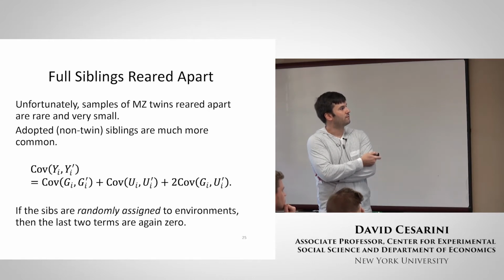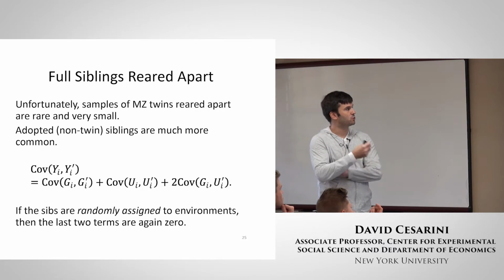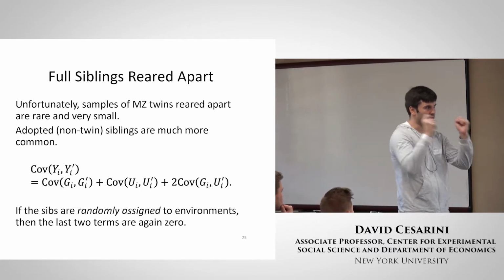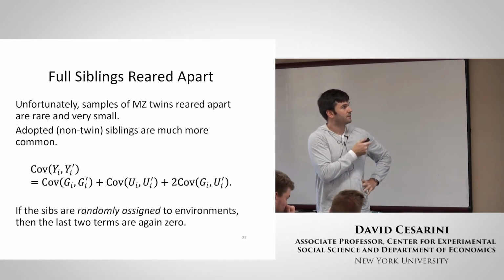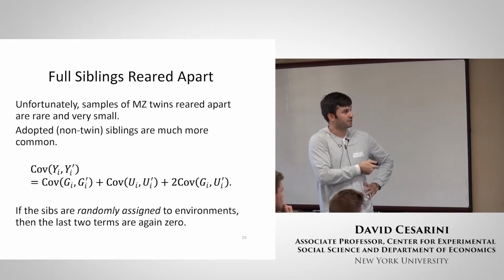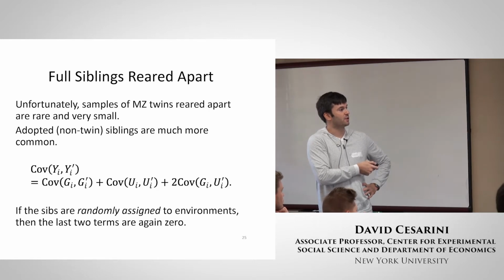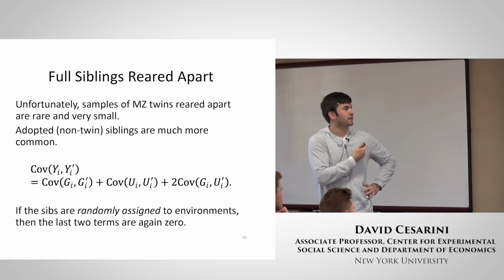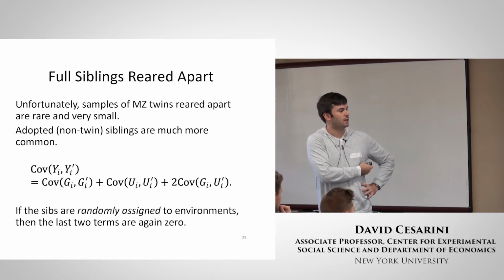So if you have two siblings who are unrelated genetically but assigned to the same family, well, then by assumption this covariance term is 0, and this covariance term is 0 if the assignment is random, and so any resemblance you observe between them has to be due to environmental resemblance, right? So that's the basic idea behind the adoption design. We'll look at this again with a specific example of Sacerdote in mind.